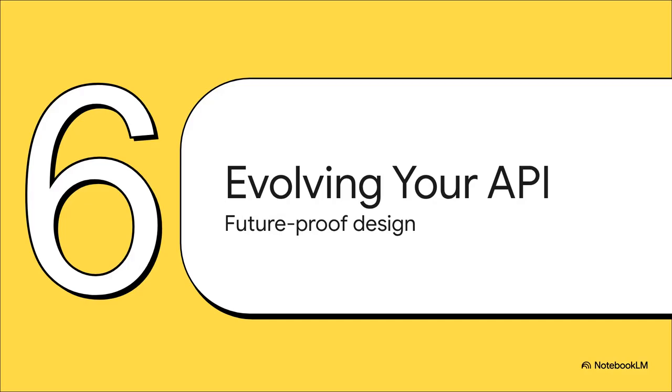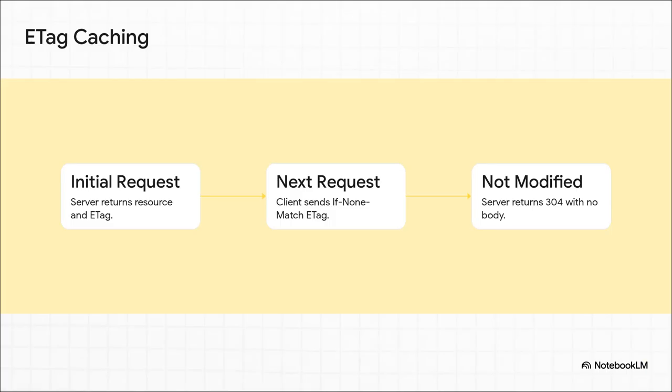Finally, Section 6, Evolving your API. Because let's face it, once your API is live, it will change, and you need to handle that gracefully. One really amazing way to evolve efficiently is through caching to save bandwidth. Here is a super elegant flow using ETags. The server returns a resource along with an ETag, which is really just a unique hash of the content. Later, the client requests the resource again, but sends that ETag back saying, hey, if the content still matches this hash, don't even bother sending it. The server checks, sees nothing changed, and simply returns a 304 Not Modified with basically no body. It is just incredibly efficient.